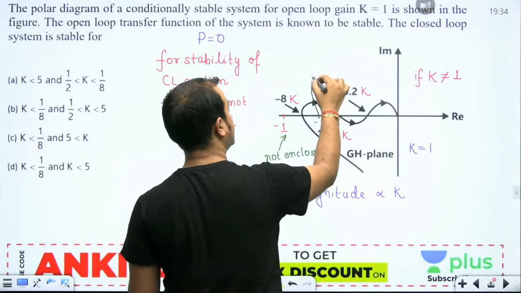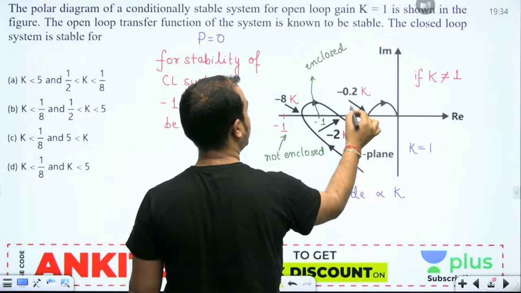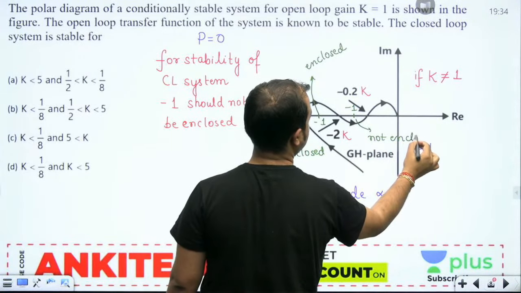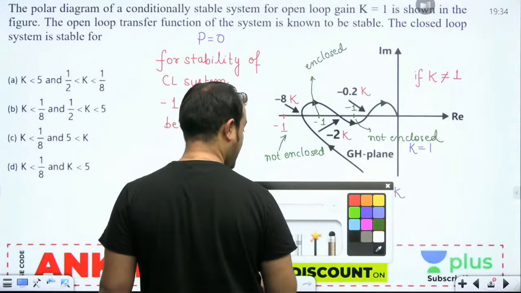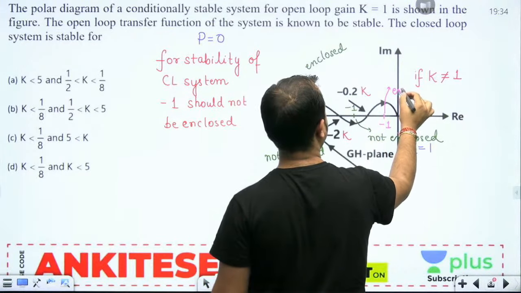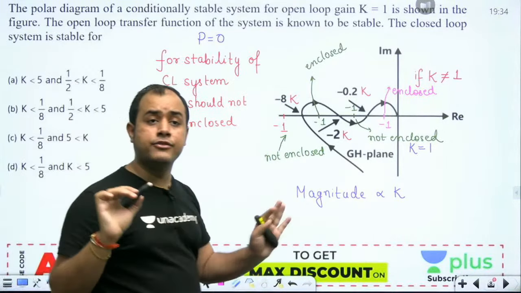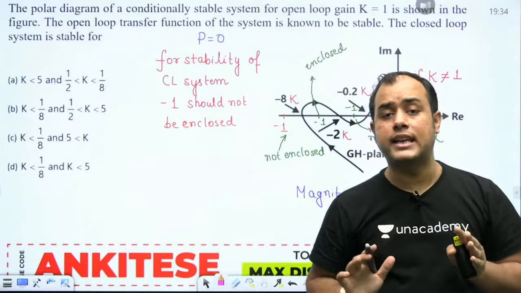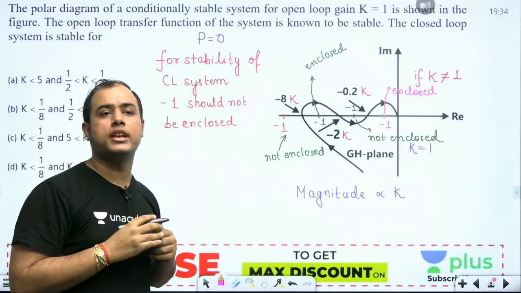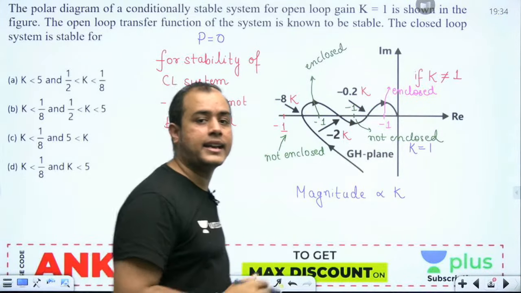If -1 lies here, it is enclosed. If -1 lies here, it is not enclosed. Okay. If -1 lies here, then my dear, it is enclosed. What you have to check, just walk along the Nyquist plot. Imagine yourself walking along this curve. Then check whether -1 point lies to your right hand side or to your left hand side.